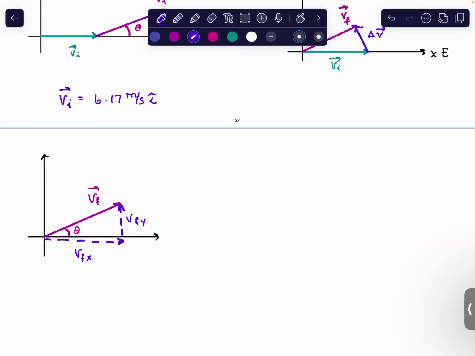So of course, like we've been doing, we need to find the components of the final velocity vector. Okay, so we always want to start here. We always want to start with symbolic math before we start plugging in numbers.